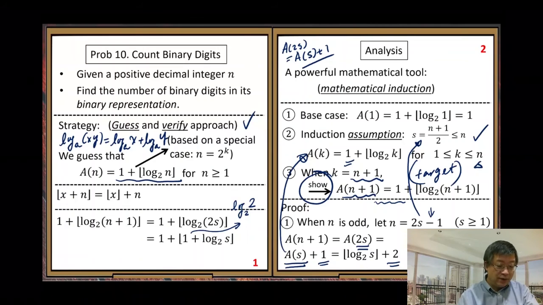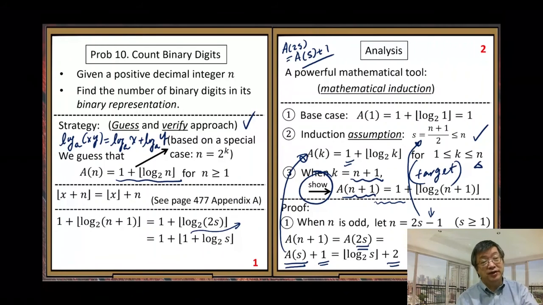Now, that's the property. I'll give you the reference location, in Appendix A. You can find it. It's very easy to see this formula. Then we apply it, so this integer can be pulled out of the floor function bracket. So we have floor function of log base 2 of s plus 2.